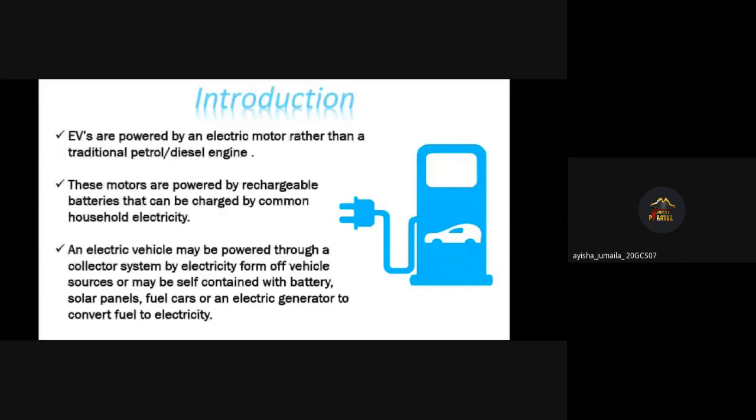So what is an EV, or electric vehicle, and how does it work, and why is it the coolest innovation in the transport industry? Electric vehicles are powered by an electric motor rather than a traditional petrol or diesel engine, which is why it is called an electric vehicle. These motors are powered by rechargeable batteries that can be charged by common household electricity or by external sources of electricity. An electric vehicle may also be powered through a collector system by electricity from sources such as solar panels, fuel cells, or an electric generator that converts fuel to electricity, which we call hybrid cars.